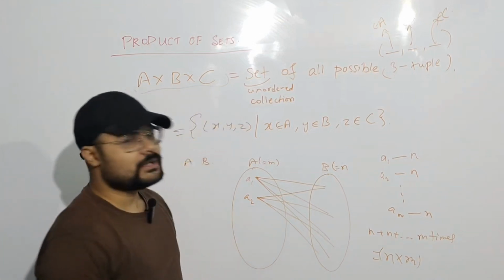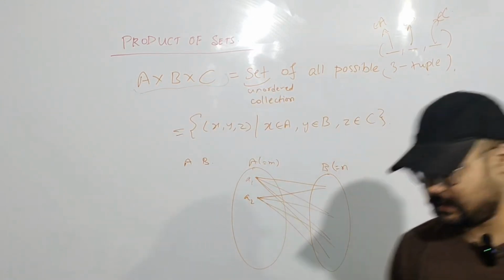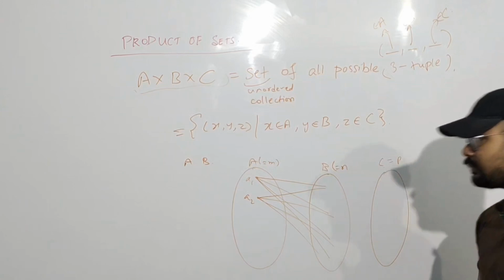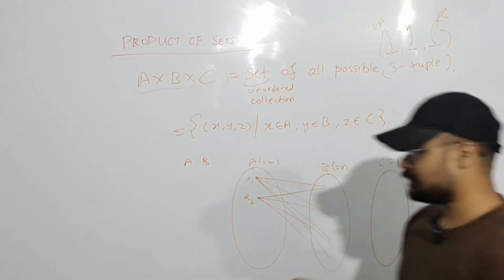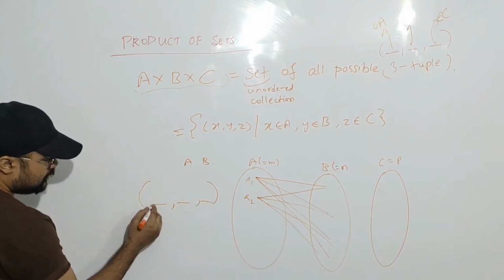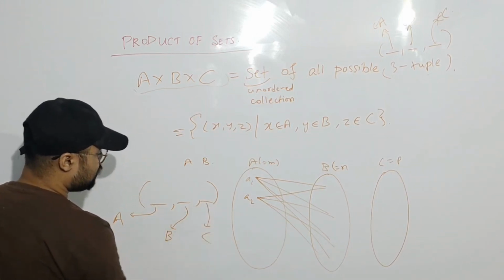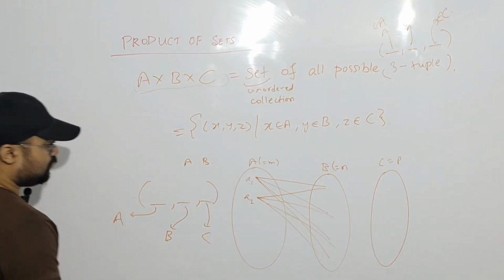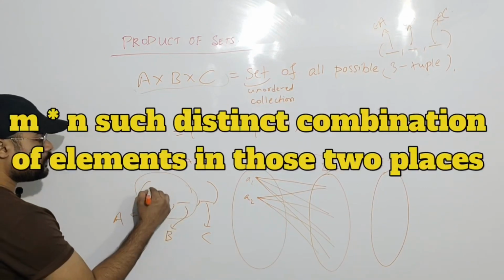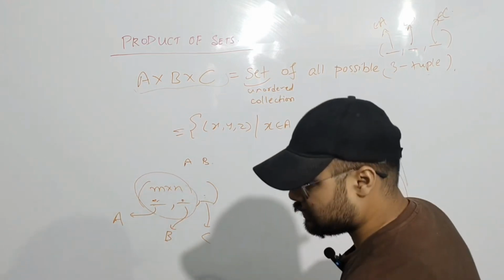Now, if there are three sets, let's say there is another set C, and C has, let's say, p elements. Now your three tuple is going to be something like this, where this place is for an element of A, this place is for an element of B, and this place is for an element of C. Now you already know that the set of all possible ordered pairs, this part, is going to be m into n. Let me just replace it with m into n. What I mean is that this is my A cross B.